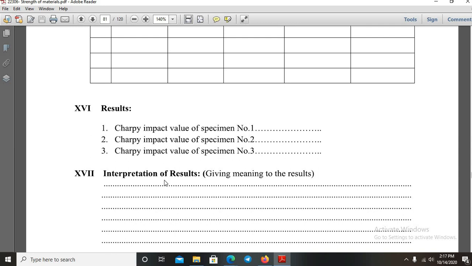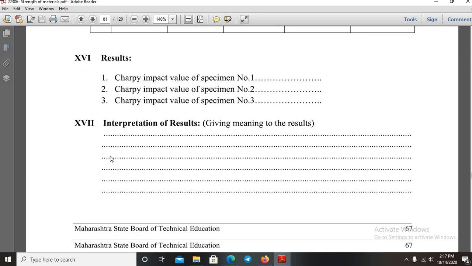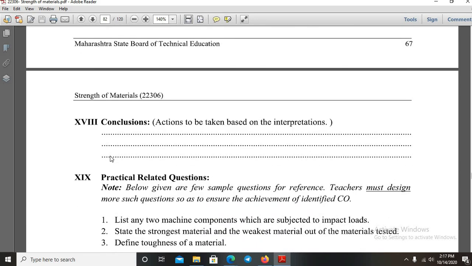I will repeat once again what you have to write in interpretation of result. Interpretation of result मध्ये तुम्ही लिहाल चारपी इम्पॅक्ट व्हॅल्यू ऑफ MS, स्पेसिमेन नंबर 2 आपला MS होता, सो चारपी इम्पॅक्ट व्हॅल्यू ऑफ MS इज ग्रेटर दॅन द चारपी इम्पॅक्ट व्हॅल्यू ऑफ ॲल्युमिनियम विच इज ग्रेटर दॅन द चारपी इम्पॅक्ट व्हॅल्यू ऑफ ब्रास. ओके, सो दस वी कॅन कम्प्लीट इंटरप्रिटेशन ऑफ रिझल्ट. मुव्हिंग फॉरवर्ड विल गेट कन्क्लुजन. ह्याच्या खाली तुम्हाला कन्क्लुजनचा पण पॉईंट लिहावा लागेल.